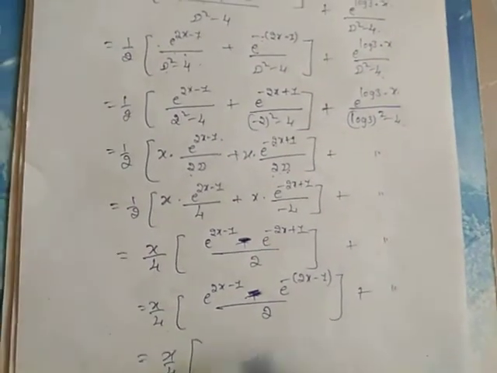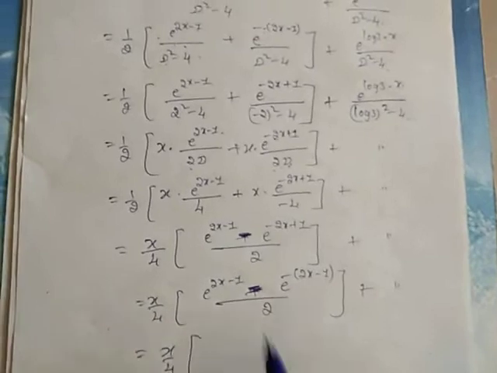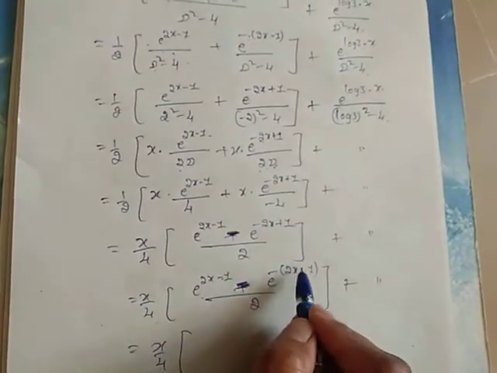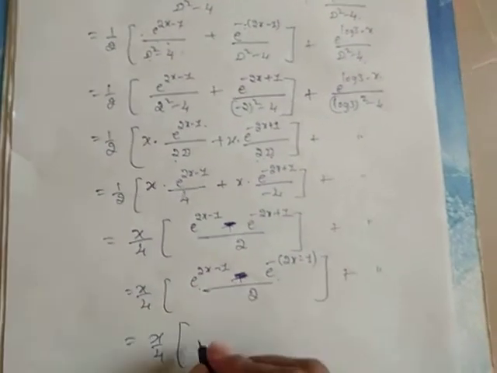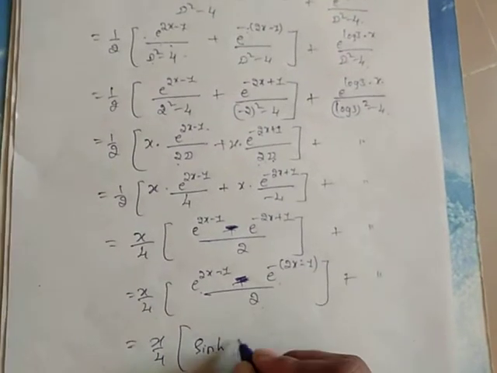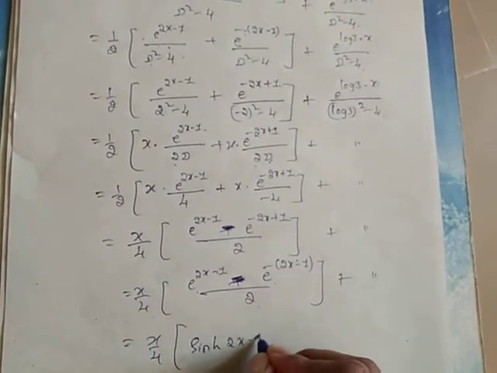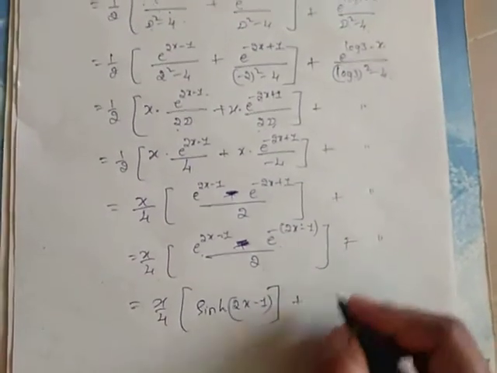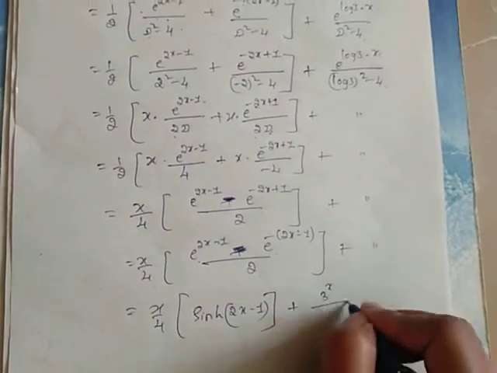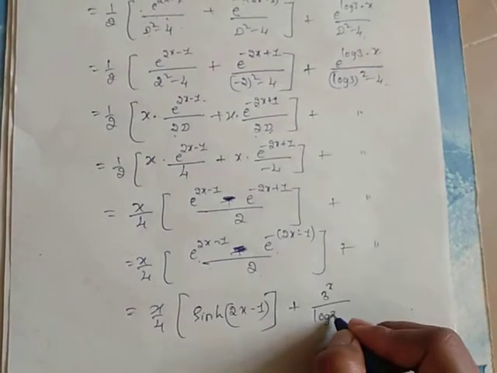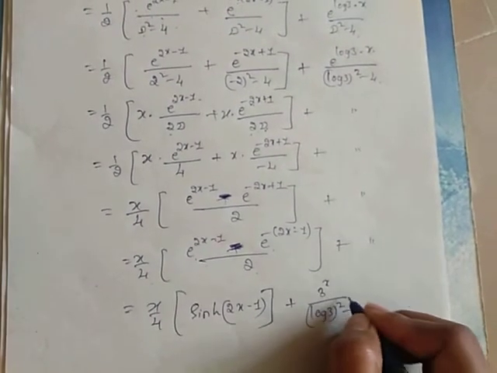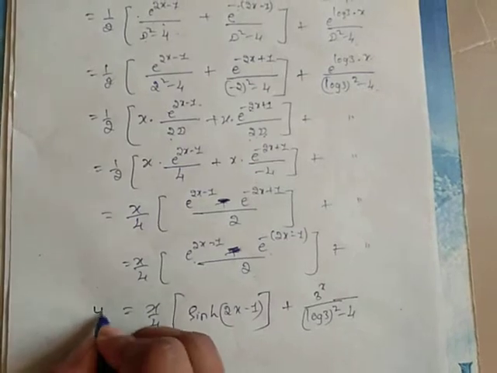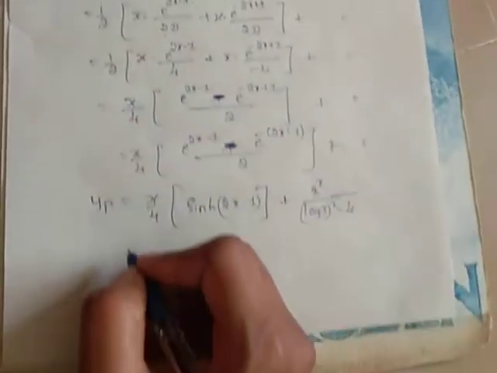Now compare this with the formula of sinh ax: e raised to ax minus e raised to minus ax divided by 2. That is sinh of 2x minus 1 plus 3 raised to x divided by log 3 whole square minus 4. That is your particular integral.